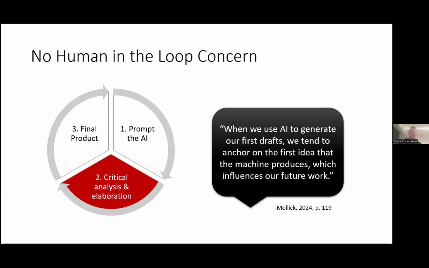So Ethan Mollick said, when we use AI to generate our first drafts, we tend to anchor on the first idea that the machine produces, which influences our future work. So think about that for a second, right? When somebody gives you a first answer, you tend to stick with that, and it limits maybe your creativity or limits your thinking around that as you move forward. So we really want to be careful that we don't limit ourselves and we don't become more mediocre as humans because we're relying on and dependent on the AI to solve all our problems.